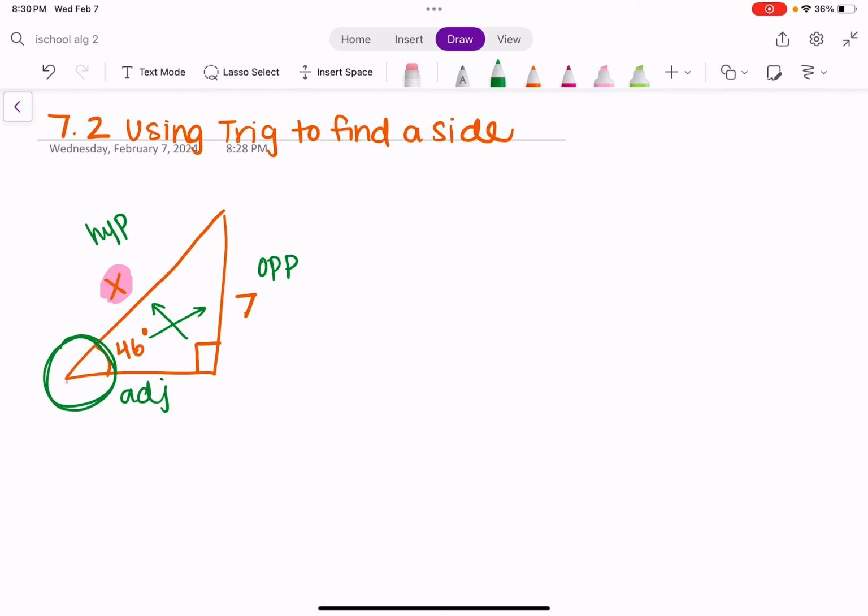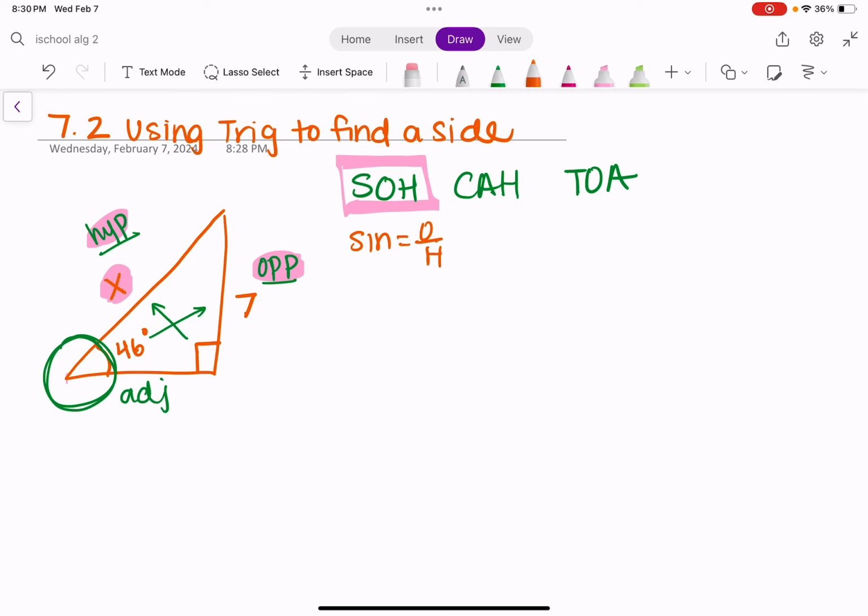Okay, so if you look, I'm given the opposite and I'm looking for the hypotenuse. I'm looking at SOHCAHTOA right now, and I'm asking myself, which ones deal with opposite and hypotenuse? Well, the answer is the SO, the sine, because we know sine equals opposite over hypotenuse.